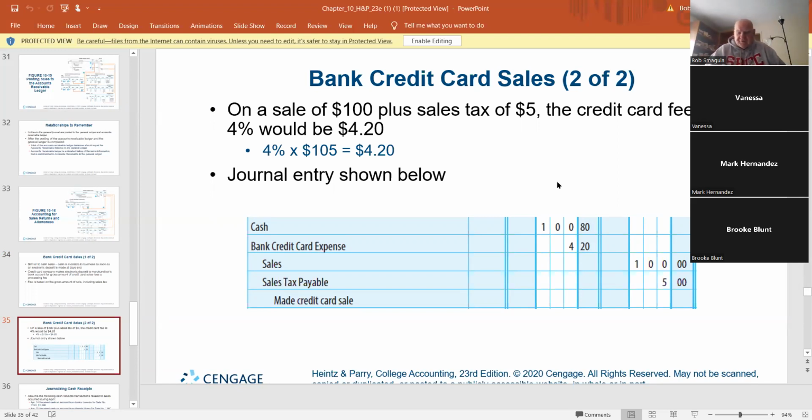The bank credit card expense, it's a contra account is what I'm trying to say. The credit card fees are a contra account handled in the same way as sales discounts and sales allowances. Your income statement is going to show sales $1 million. And then the next line, you're going to see less sales returns and allowances, less sales discounts, less credit card charges. Bank credit card sales entail a 4-line entry.